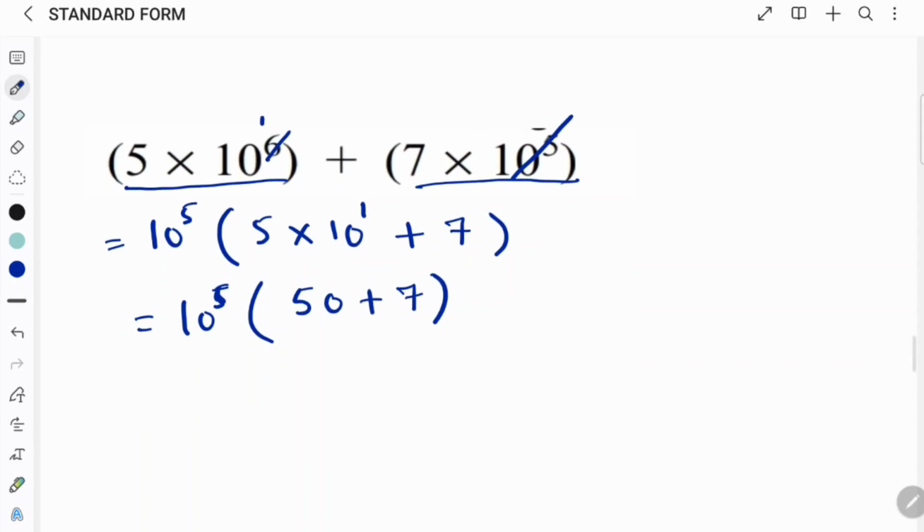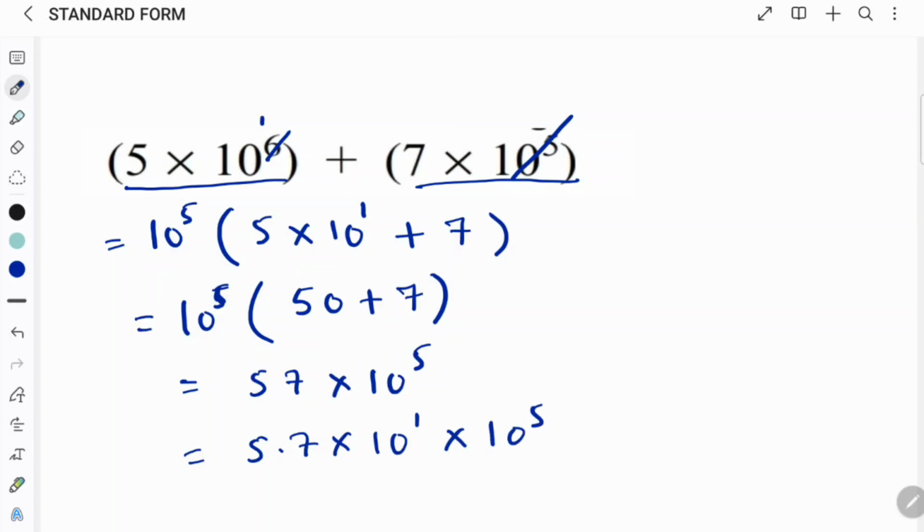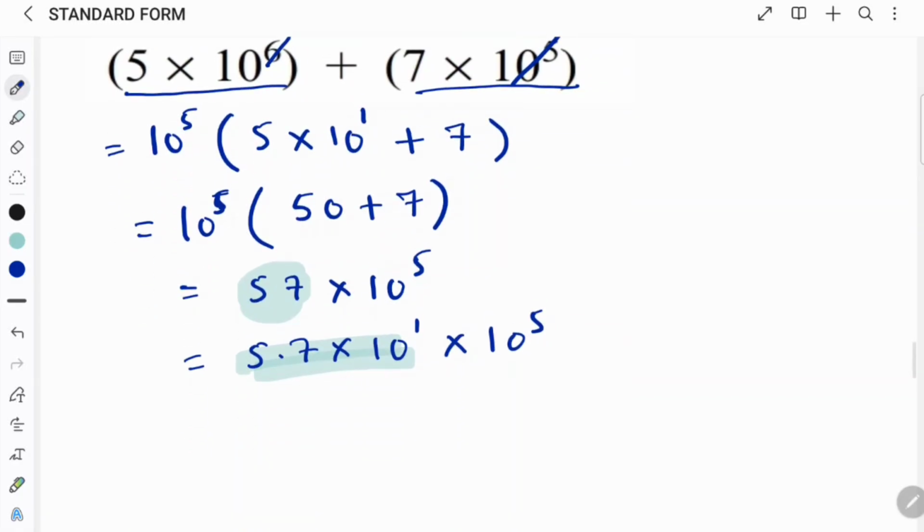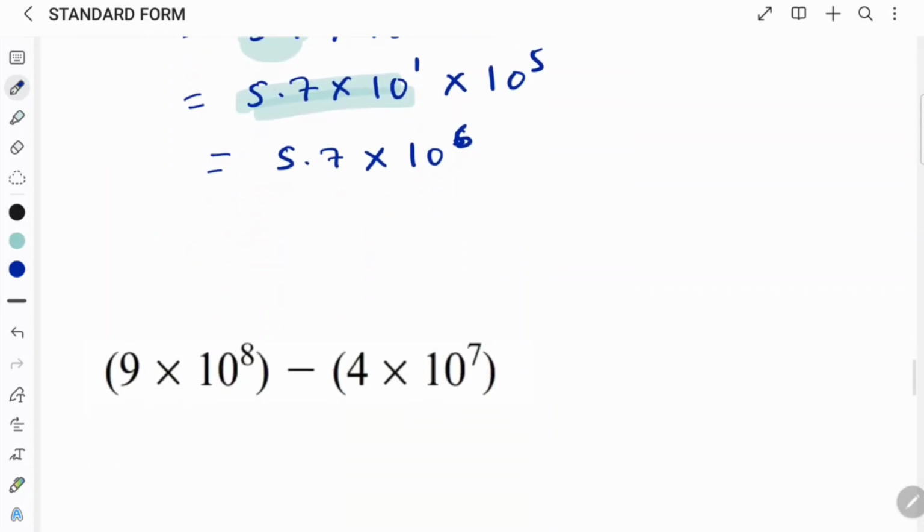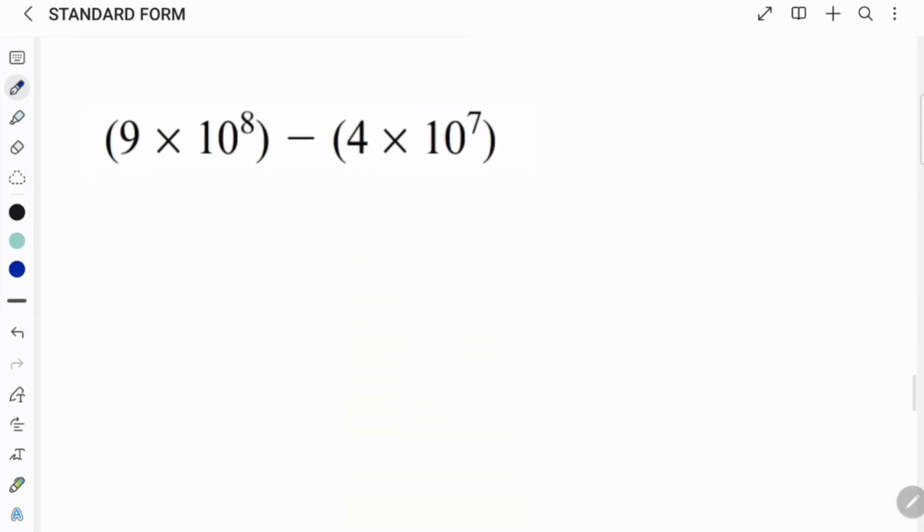Okay, ordinary form. 57 into 10 to the power 5. 5.7 into 10 1 into 10 5. What did I do? I only solve this 5.7 here, because I cannot write down 2 digits before the decimal. I just have 1 digit before this decimal. So altogether it will become 5.7 into 10 to the power 1 and 5 will become 6. So that's the answer for this question.